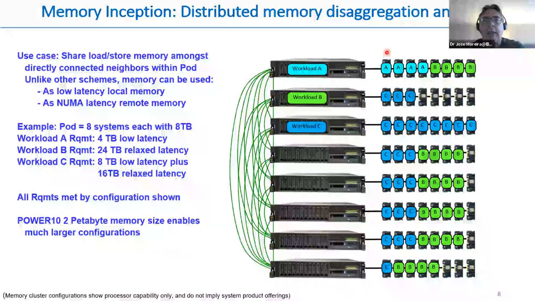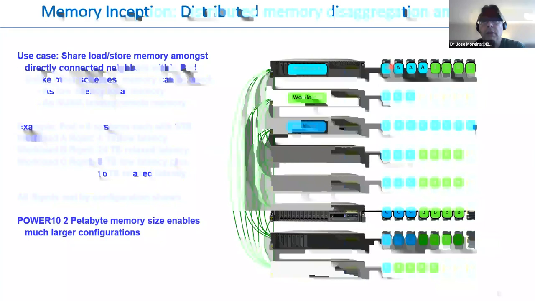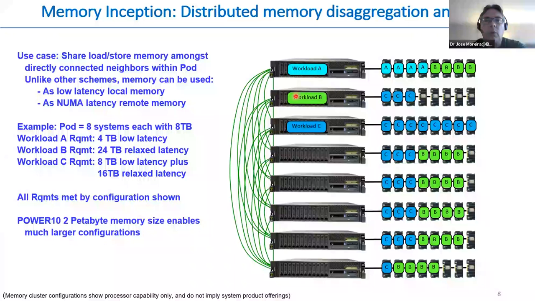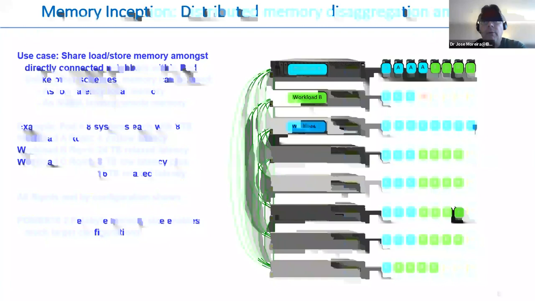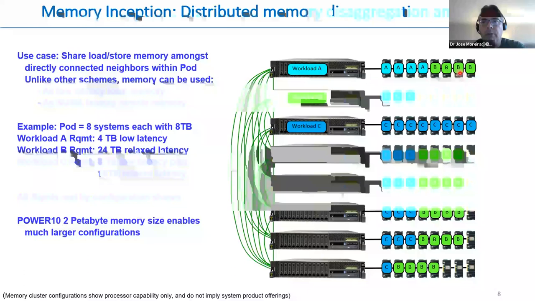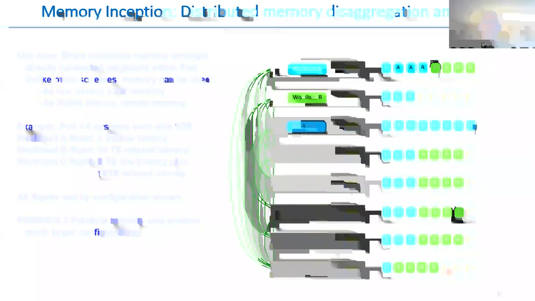And I show all the different memory configurations that can be achieved with memory inception. So for example, in the simplest case, I have workload A running on a server and it's using memory in that server. So workload A uses only the memory that is directly present in that server. And that's what you'd find in most systems of today. But workload B, for example, which is running on a different server, if you notice, has no memory in its own server. It's just borrowing memory from different servers. So workload B is using memory from the top server and 5 other servers, completely remote. The workload does not have to use memory in its own server, it can use memory from any other server.